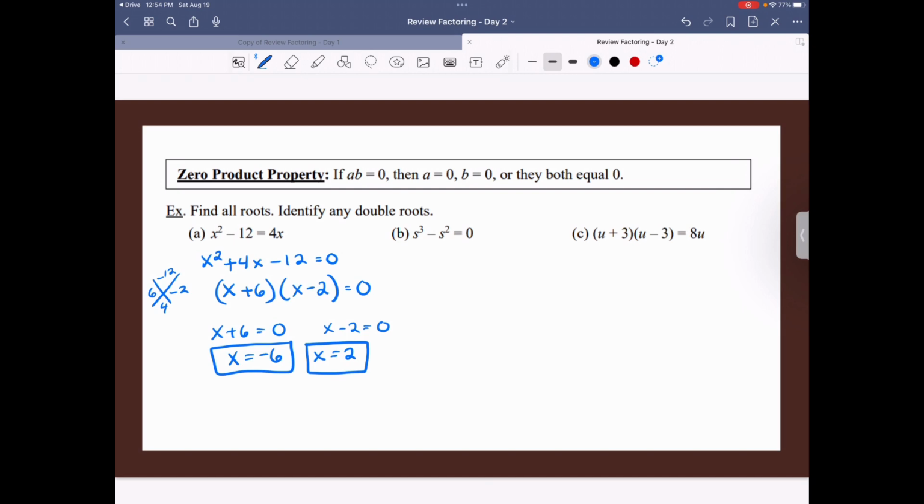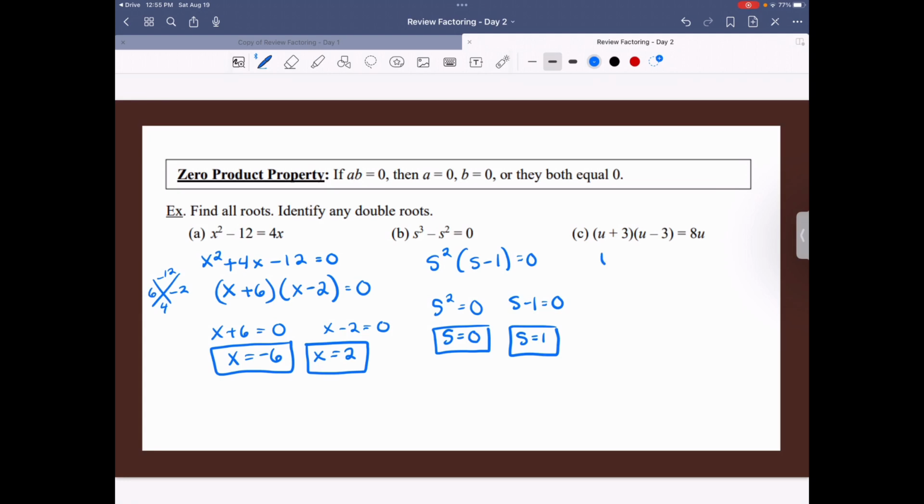For b, first I'm going to factor out an s, and then I'll have s squared minus s. Oh, no. I should factor out an s squared, which leaves us with s minus 1 equals 0. Those are our factors. So s squared equals 0 and s minus 1 equals 0. If I take the square root of both sides, then s equals 0. That's one of our roots. Add 1 to both sides, s equals 1. That is our other root.